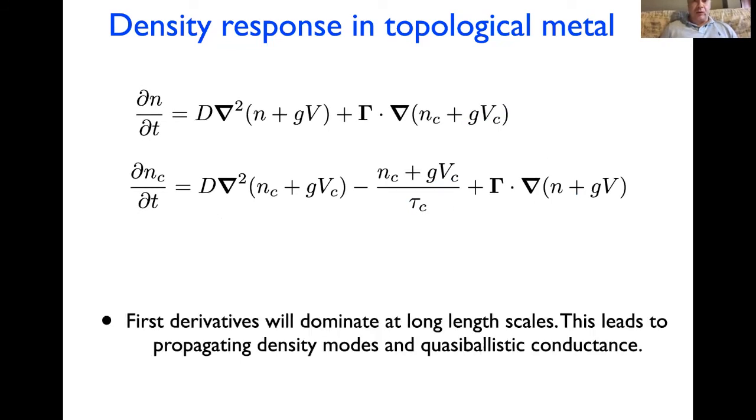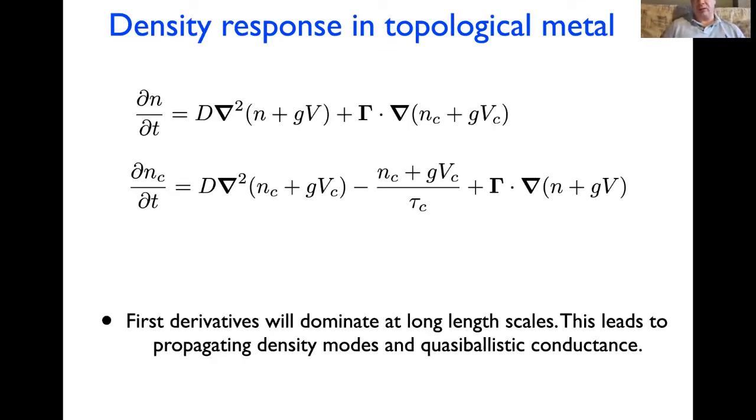Now, if you just look at this equation, you can immediately tell that this is actually a very significant modification of these diffusion equations, and this is because ordinary diffusion equations contain second spatial derivatives, while these new terms are first derivatives, and first derivatives will of course always dominate second derivatives at long enough length scales. Okay, and what this leads to is propagating density modes even in the diffusive transport regime, and quasi-ballistic conductance. So let me explain how this happens.